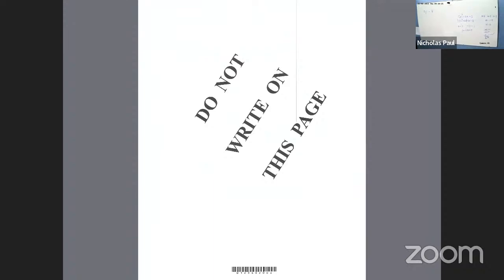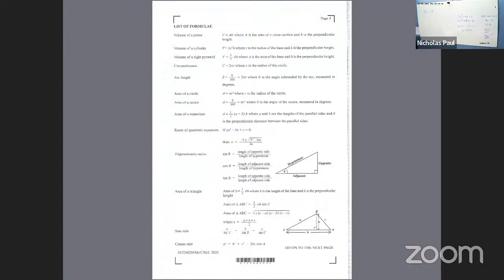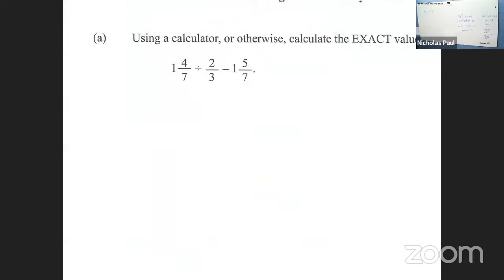All right, yeah, 9 on 14, right? Those who have a Sharp calculator, remember to use the fraction symbol, right? 9 on 14.